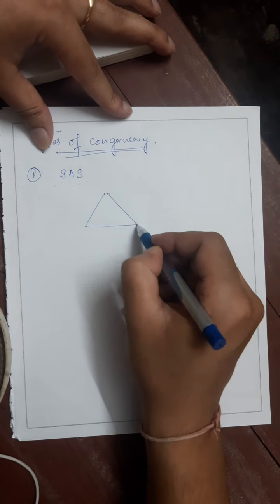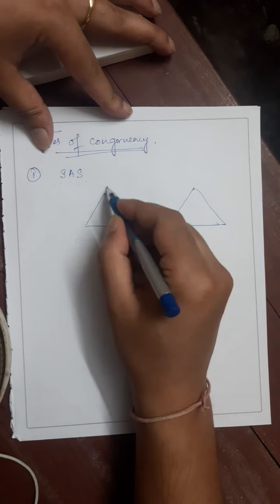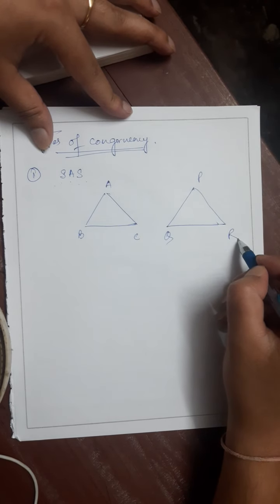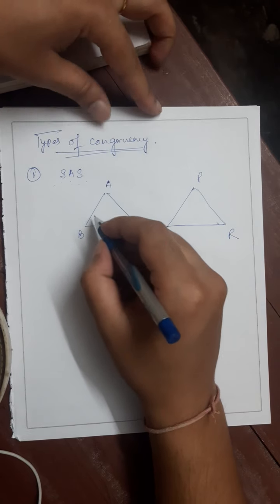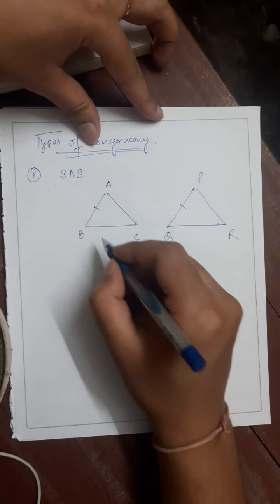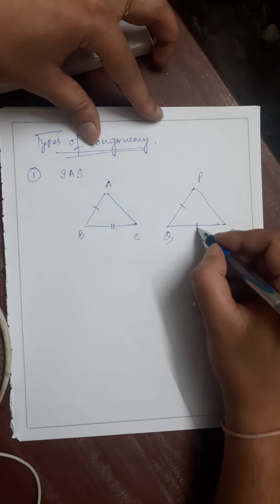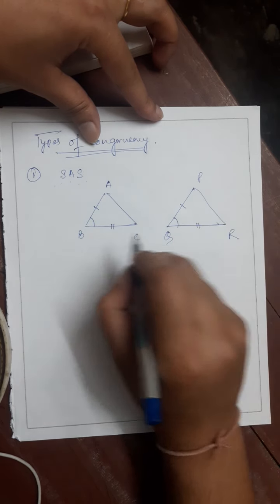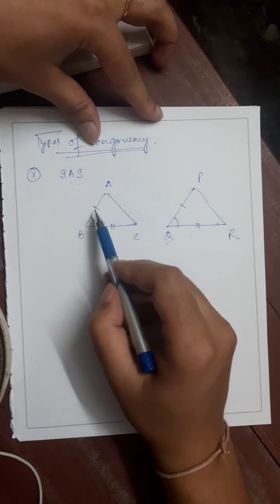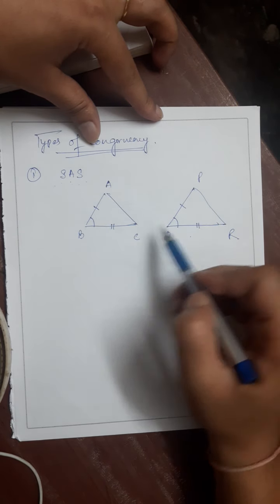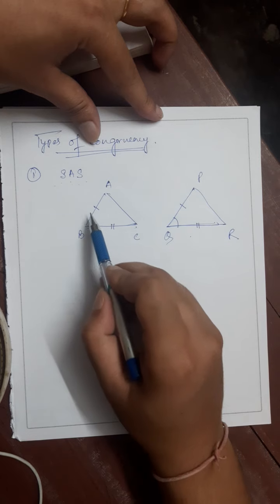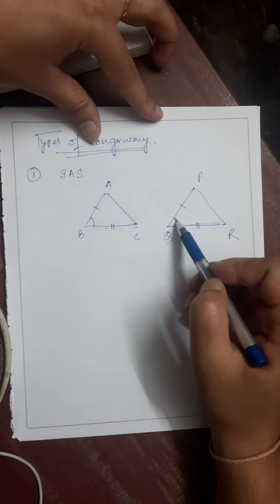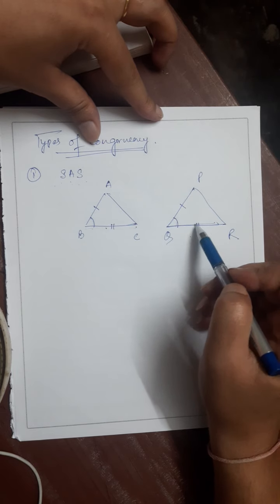So if in two triangles, take first one as ABC and second one as PQR. Okay, and consider the side AB is equal to side PQ, side BC is equal to side QR, and if angle B is equal to angle Q, then we can say that these two triangles are congruent. Right? Because the respective two sides are equal, and the angle between these two sides is equal to the angle between the two sides of the other triangle.